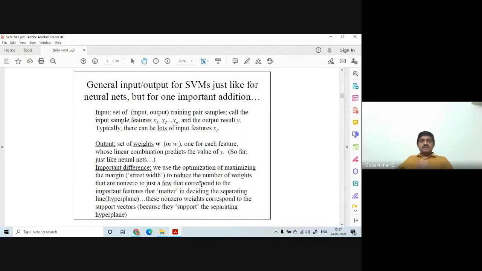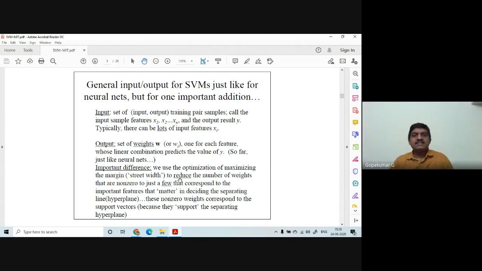Here the input is a set of training samples and the output is a set of weights, because we are finding Wx plus B. That's all. The decision surface we need to find is a linear one. That means the weight values W, one for each feature, whose linear combination predicts the value of Y. Because I already told you SVM tries to find a linear decision boundary, it returns a linear Wx plus B form equation.